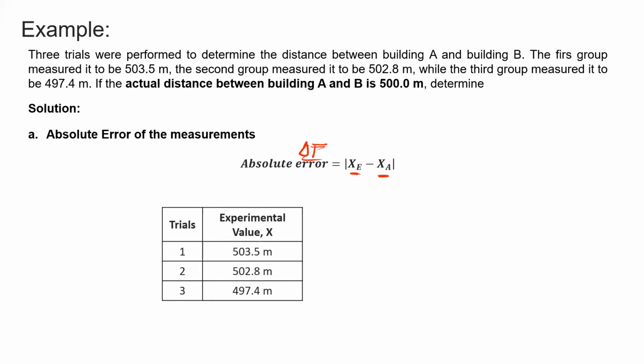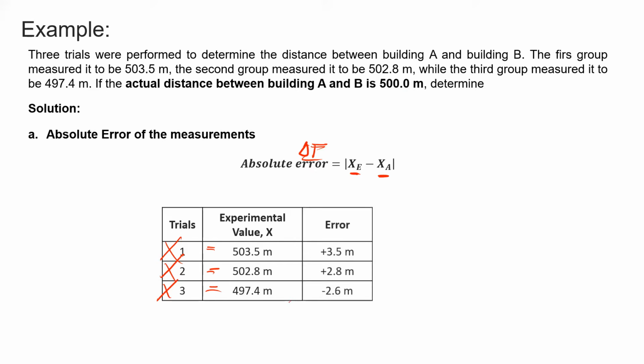if we do it in tabular form, or in tabular presentation. So here, we have 3 trials conducted by group 1, group 2, and group number 3. And here are our experimental values. This is our x of 1, this is our x of 2, this is our x of 3. So 503.5, 502.8, and 497.4.